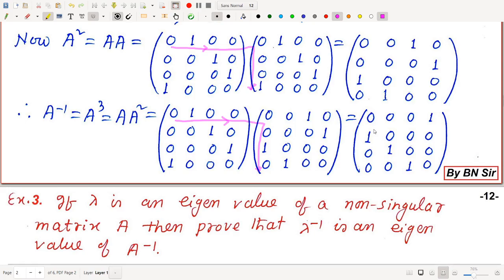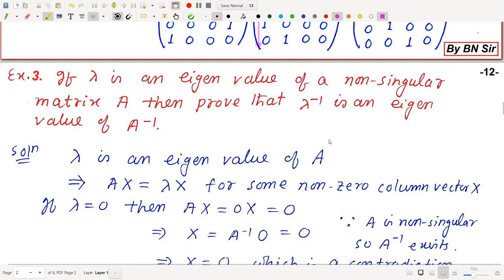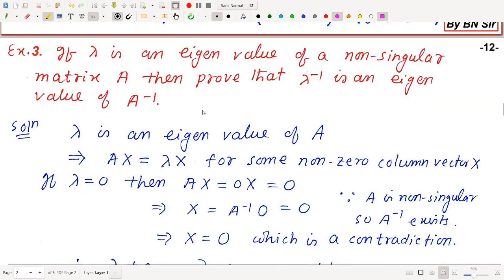So this is the inverse of the 4 by 4 matrix using the Cayley-Hamilton theorem, without finding the adjoint, without finding cofactors, etc. Easily obtained. Next, some theoretical examples, the results on eigenvalues. If lambda is an eigenvalue of a non-singular matrix A, then prove that lambda inverse is an eigenvalue of A inverse. Lambda is an eigenvalue of a square matrix A, and A is non-singular.